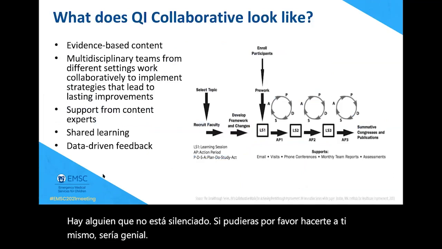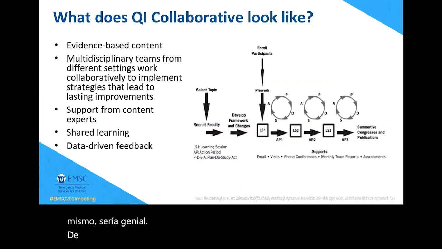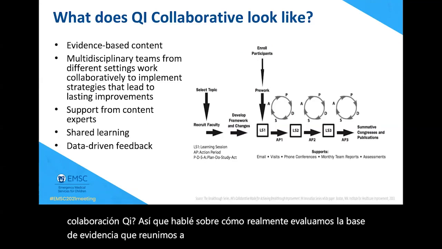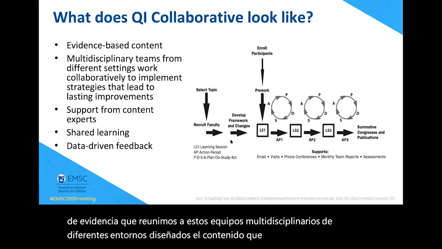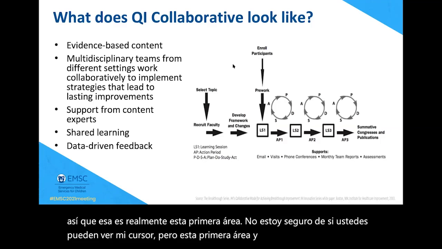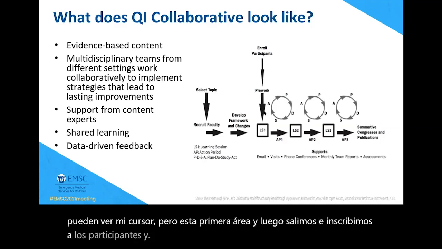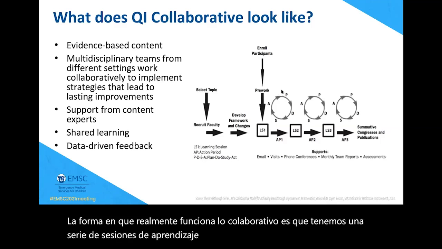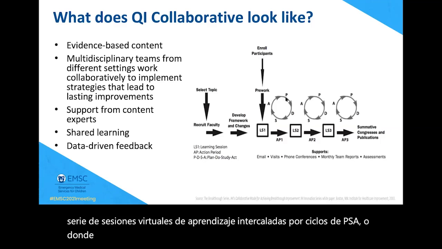Okay, so digging into that a little deeper, what does a QI collaborative look like? I talked about how we evaluate the evidence base. We bring together these multidisciplinary teams from different settings, design the content, and bring experts in. So that's this first area. I'm not sure if you guys can see my cursor, but this first area. And then we go out and enroll participants. The way the collaborative works is that we have a series of virtual learning sessions interspersed by PDSA cycles, where our collaborative participants are doing the actual work.